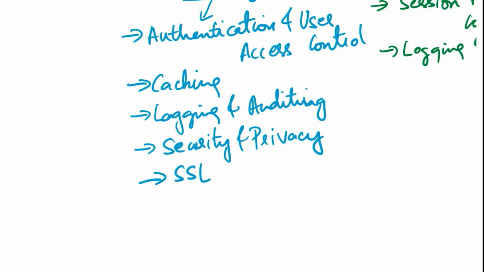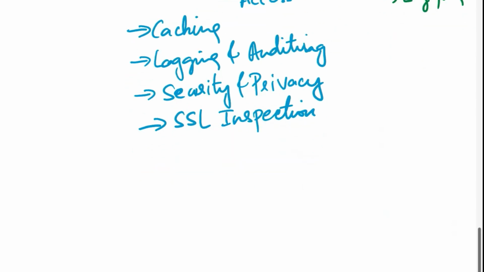Next one is SSL inspection. Some proxy firewalls support SSL and TLS inspection, allowing them to decrypt and inspect encrypted HTTPS traffic for potential threats or policy violations. So, proxy firewalls are often used in environments where granular control over internet usage and application access is required, such as corporate networks, educational institutions, and government organizations.